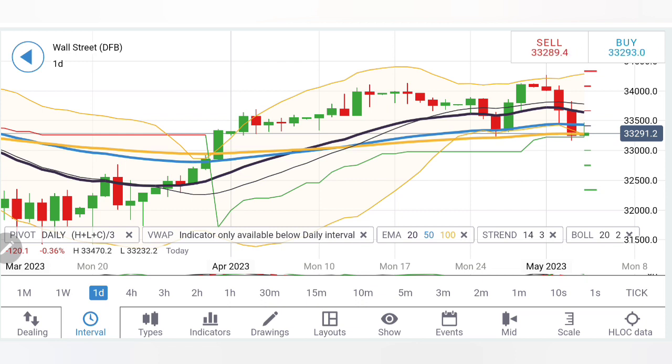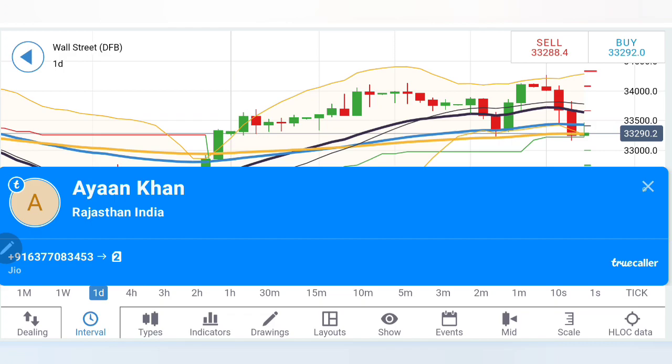On the upside, yes, you can buy here at 33,350. However, 33,400 and then 33,500, these 2 levels, it needs to break past by 33,500 in order to confirm a reversal, and then also 33,600 is the next resistance.